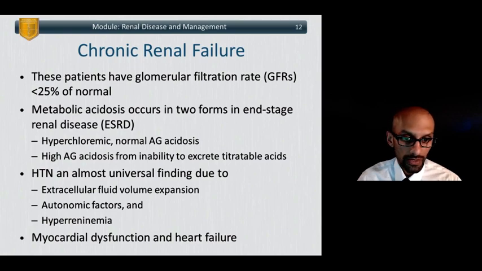Hypertension is almost a universal finding due to extracellular fluid volume expansion and an adaptive response to that volume expansion. The arteries tend to stiffen. There's autonomic factors like a constitutive increase in circulating catecholamines and hyperreninemia, which is a huge factor here in the coexistent state of hypertension with renal failure. Remember, hyperreninemia will ultimately lead to hyperaldosteronism and the chronic retention of sodium and water. Myocardial dysfunction, heart failure, oftentimes things you have to think about as possibilities when treating the end-stage renal failure patient.